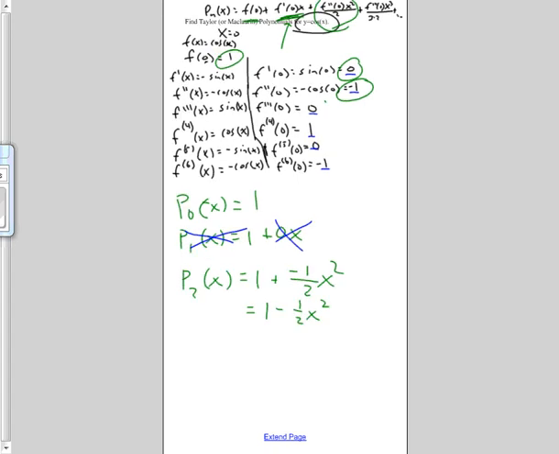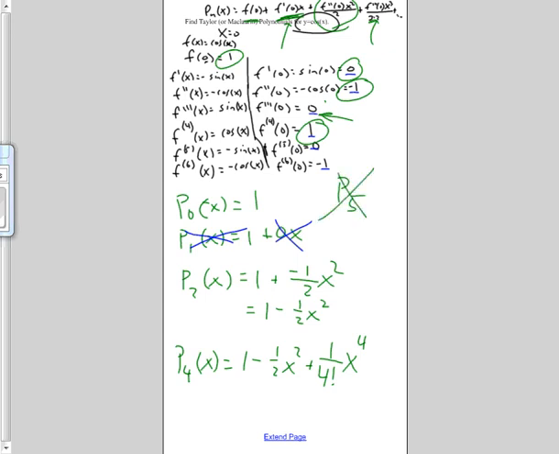P of 3, I'm going to get a 0 again, so that's going to make that 0. That doesn't work, so we can just skip ahead. P of 4 of x would be 1 minus 1 half x squared plus, since it's 4, we look at the fourth derivative, which is 1 over 4 factorial, times, since it's fourth degree, x to the 4. If we looked at P of 5, it also isn't going to exist because the derivative there is 0. So we could jump ahead to P of 6.